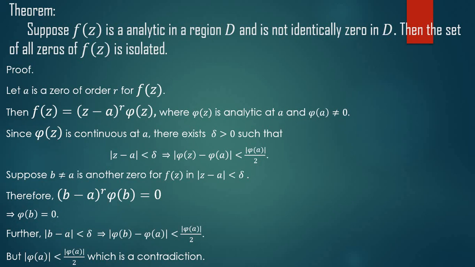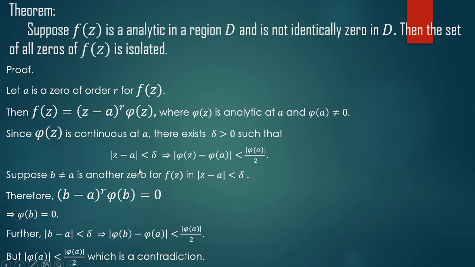Now we want to prove that this a is isolated. Suppose a is not isolated, then we can find another zero in this neighborhood, modulus of (z minus a) less than delta. We take that zero as b, which is not equal to a. Since b is another zero for f(z), we can write (b minus a) power r into phi(b) equal to 0, and b not equal to a, so (b minus a) can never be equal to 0. So the only possibility is phi(b) equal to 0.